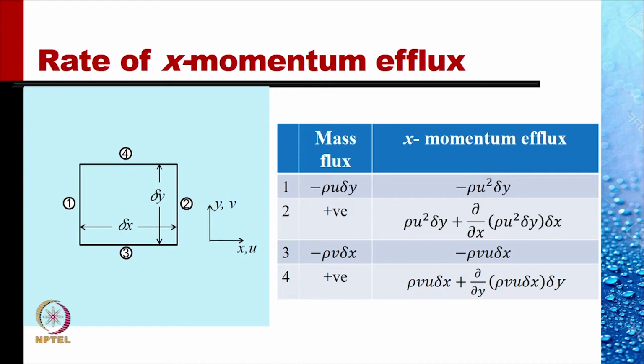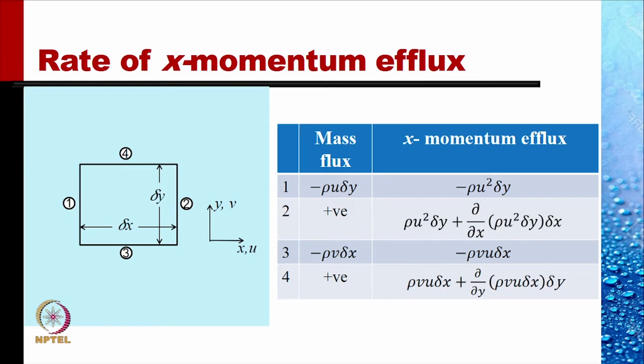The efflux across surface 2, which is delta x distance away from surface 1 horizontally, is positive and is obtained by using the Taylor series expansion of rho u square delta y as rho u square delta y plus del by del x of rho u square delta y into delta x.